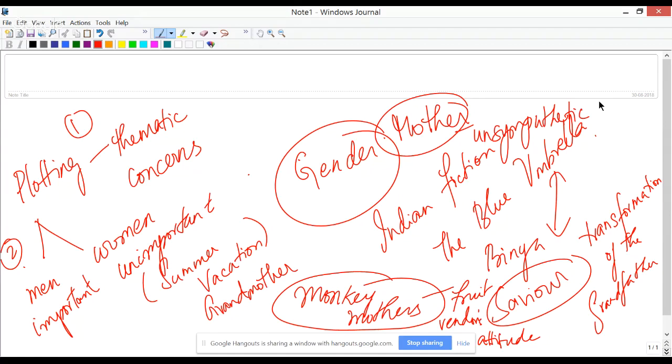Why does Binya not go to school? Why does Binya's brother Biju go to school? Why is the mother of Ravi not very sympathetic? Why doesn't she want her child to behave like a grown-up, you know? So all these questions keep coming up irresistibly if you want to really understand how Indian fiction works. Looking closely at gender issues is one way to get a good grasp of Indian fiction in Indian literature.